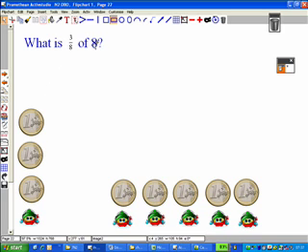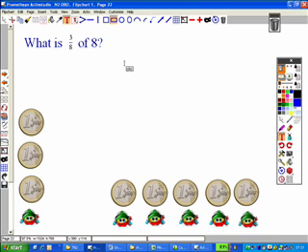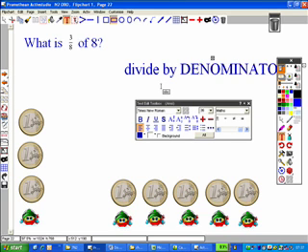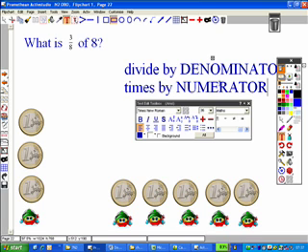This is your times tables again. 8 divided by 8 times by 3. And that's how you do fractions of amounts. You divide by the denominator, which is the bottom number of a fraction, and you times by the numerator. Divide by denominator and times by the numerator. D for down, N for north.